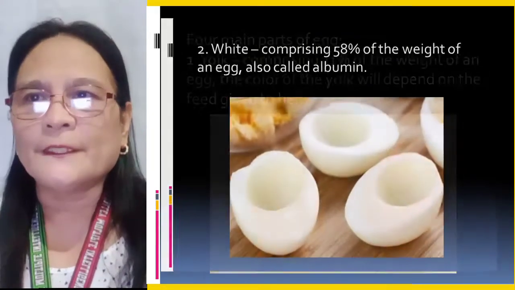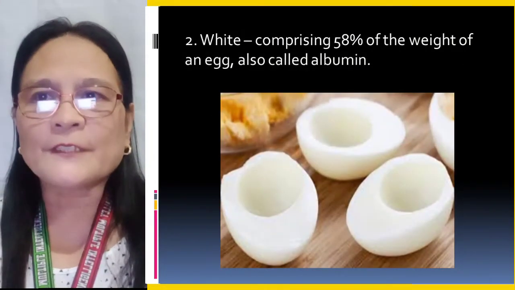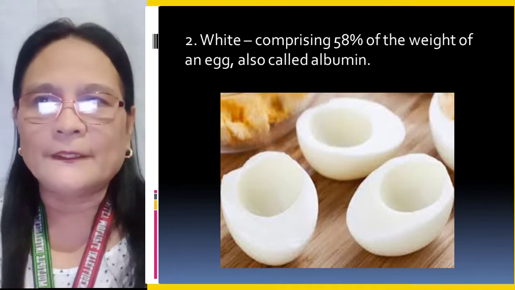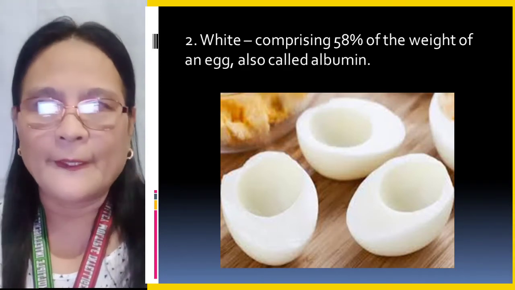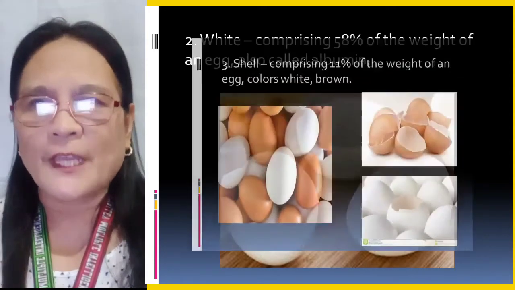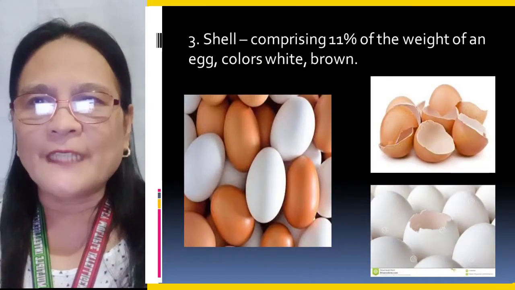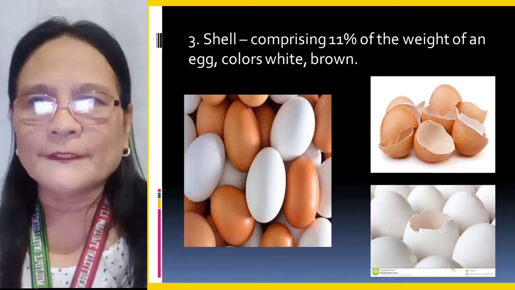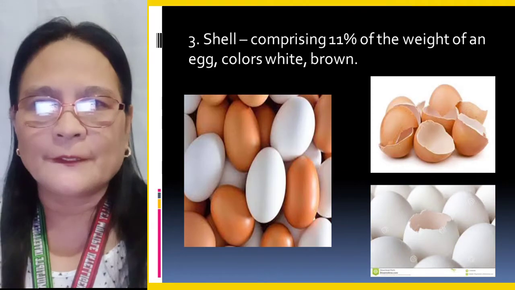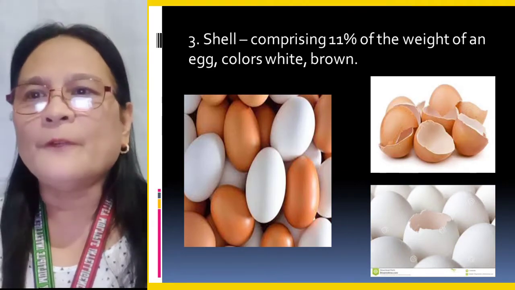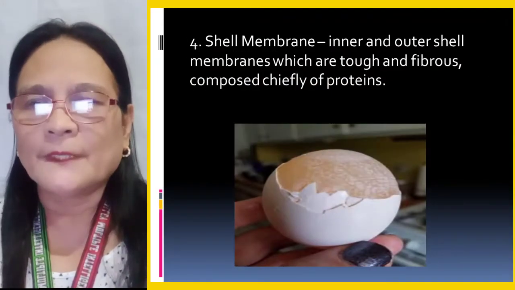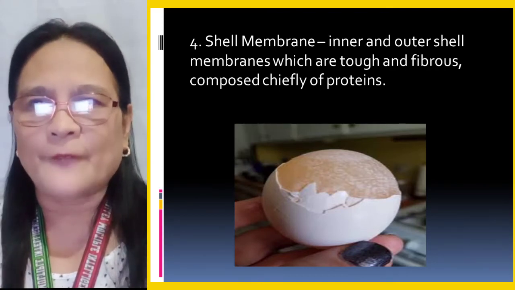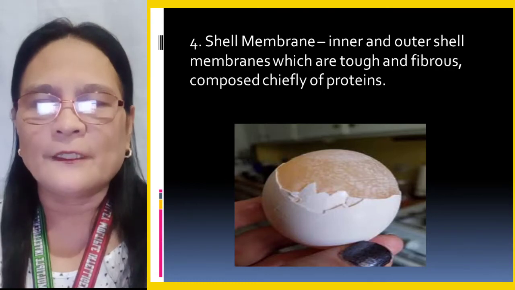Number 2 part is the white, which is comprising 58% of the weight of an egg. It is also called albumin. Number 3 is the shell, comprising 11% of the weight of an egg. The colors may be either white or brown. Number 4 is the shell membrane. It is the inner and outer shell membranes, which are tough and fibrous, composed chiefly of proteins.